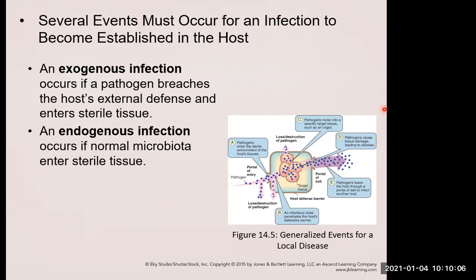An endogenous infection occurs when our normal microbiota get into what should be a sterile site. Let's say you are just walking and you catch your arm on a rusty nail. You could get some tetanus from the rust, but let's say it wasn't rusty. Some of your skin bacteria can get in your blood. They don't cause disease when they're on the skin, but when they get in the blood where they shouldn't be, they can. So that would be an endogenous infection.